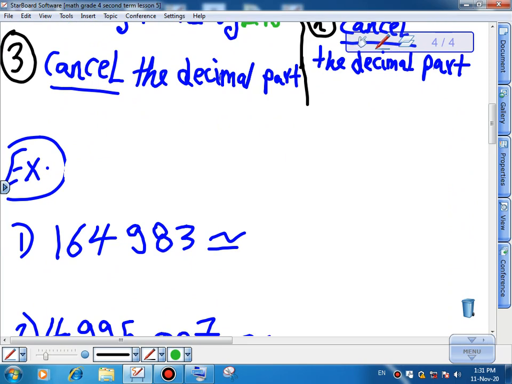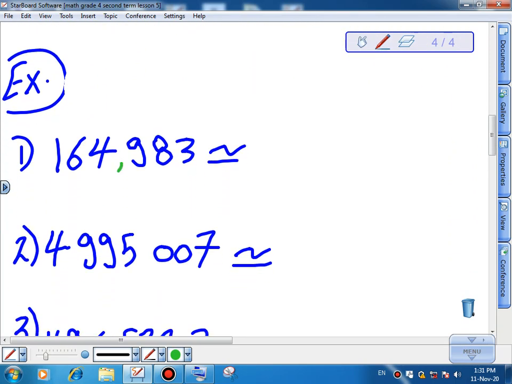Okay? So, this number, 164,983. I need to approximate this number to the nearest 10,000. Where is the 10,000 please? Units, tens, hundreds, thousand, 10,000 is number 6, underline number 6. It is a very large number, but don't be afraid. I just underline the digit I need to approximate to, the nearest 10,000, which is number 6.